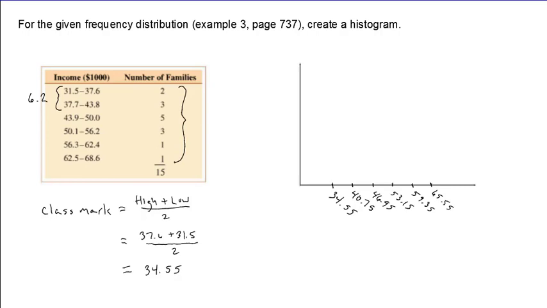That is the hard part. So we have now got our classes for the income. And now what I need to do is label my frequency. The frequency here is the number of families. Notice my highest number of families is 5, so this is nice and easy to mark off: 2, 3, 4, 5. However you label your y-axis, just make sure you do it consistently, whether you go by 2s or 5s or 10s.